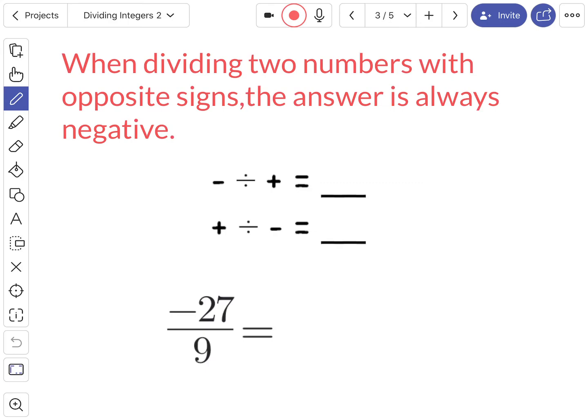When dividing two numbers with opposite signs, the answer is always negative. No matter if it's the first number or the second number, if one is negative and one is positive, the answer is negative. Now notice you have a similar problem right here, but division is going to be with the division bar. This is actually my favorite way of showing division. I don't love to use that division sign anymore, but negative divided by a positive is a negative, and 27 divided by 9 is 3. So again, very straightforward. The rules for multiplying and dividing are always the same. But adding and subtracting, it depends on if you have more positives or negatives.